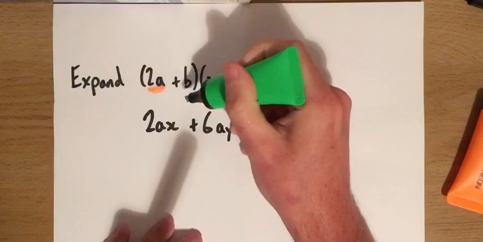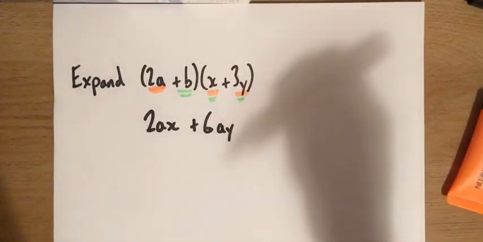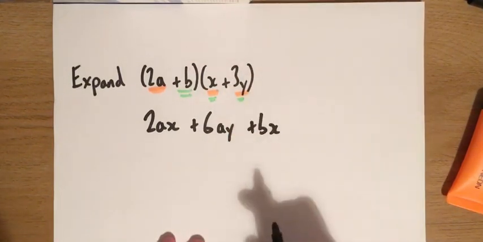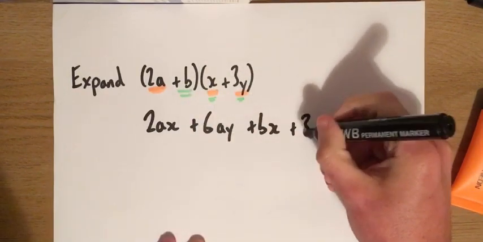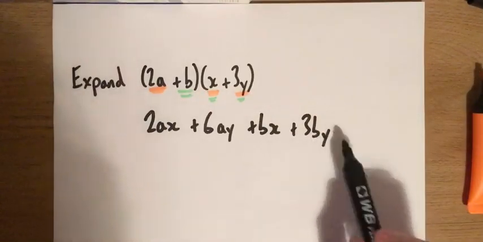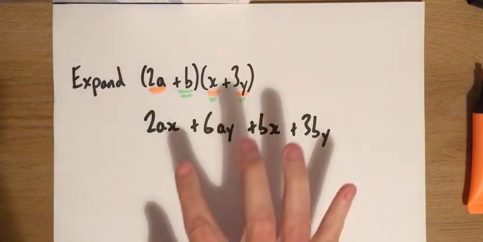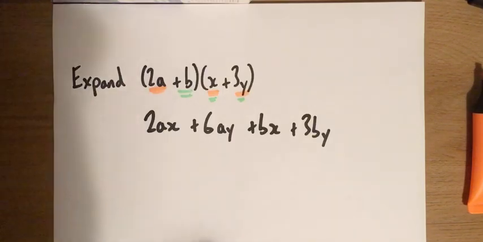Then we're going to multiply the b by both things in the other bracket as well. So b multiplied by x is bx, and b multiplied by 3y is 3by. You can write it as 3yb, it doesn't really matter the order there, you just tend to write them in alphabetical order. So that's the answer to that one. There's nothing you can simplify there, there are no like terms that you can add, so that would be the answer if you were asked to expand, to multiply those brackets out.